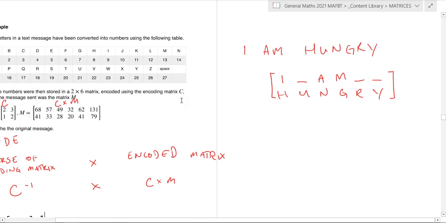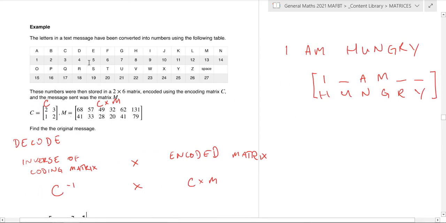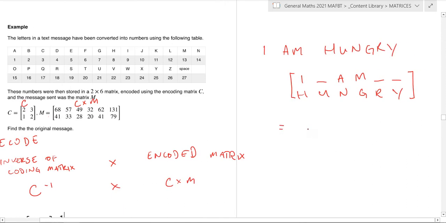Now I've got to correspond those letters to these numbers here. In terms of putting this message in a matrix with those numbers, all you have to do is swap the letters with these numbers. So the letter I will be 9. The space will be 27. The letter A will be 1. The letter M will be 13. And then 27, 27. So let's make more space here. Okay, there's the top row.